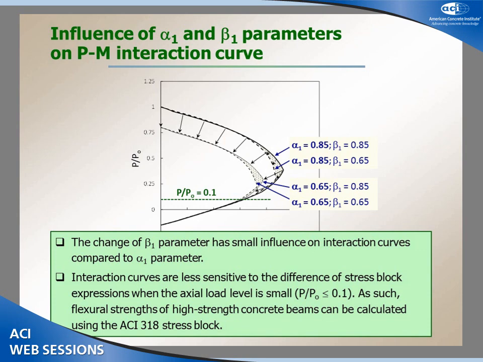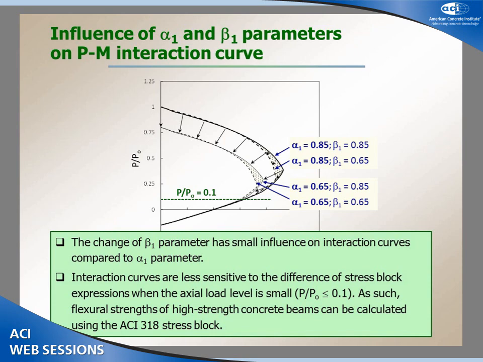So if the design focus is beam design, the flexural strength of high strength concrete beams can be calculated using the ACI 318 expressions. Introduce any other expressions, and they will provide similar results.